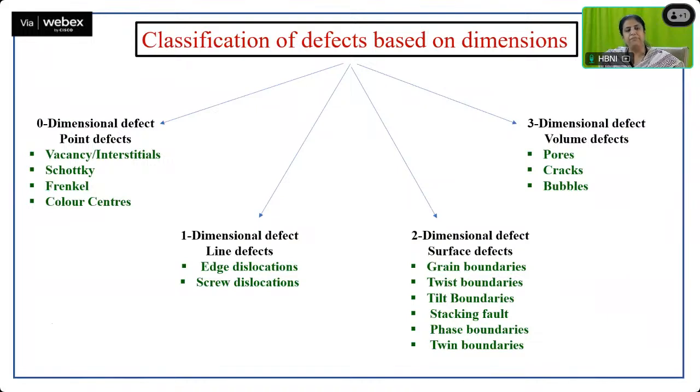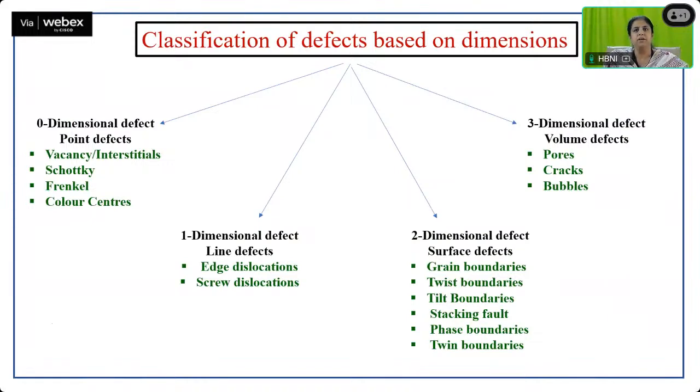Then you have one-dimensional defect, and as the name suggests, these are the defects along the lines. And they're also called dislocations. And two basic types of dislocations are edge dislocation and screw dislocation. Then the defects that span over an area, okay, that is over two dimensions, are called two-dimensional defects or also the surface defects. So some of them are grain boundaries, then twist boundary, tilt boundary, twin boundary, stacking fault. We'll talk about them a few moments later.